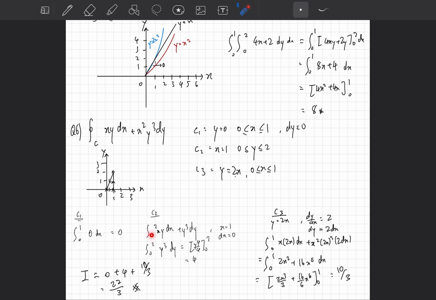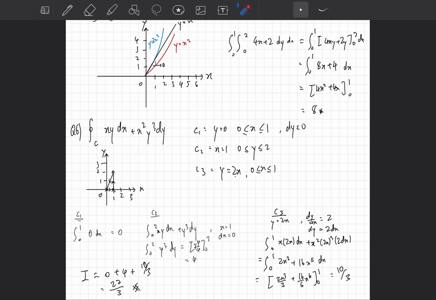The C2 will be the integration from 0 to 2 of xy dx plus x cubed dx. Then substitute: dx will be 0. So the integration of y cubed dy, y power 4 over 4, is the final answer. Then substitute with 0 and 2, and we get the final answer of 4.